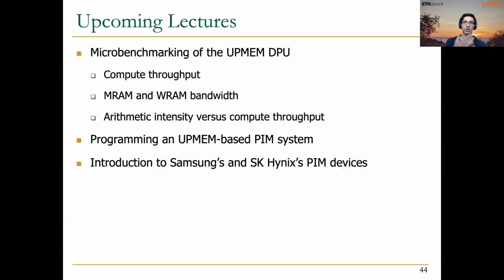So in upcoming lectures, we will cover this micro benchmarking of the UPMEM DPU. We will study the compute throughput, the bandwidth to the two main memory spaces, the MRAM and the WRAM, and the relation between the arithmetic or operational intensity of the workloads and the compute throughput that we can obtain in this system. And in later lectures, we will continue talking about the UPMEM-based architecture, learning about how to program it, and explaining our experiences with the benchmarking of this architecture and with different compute patterns.